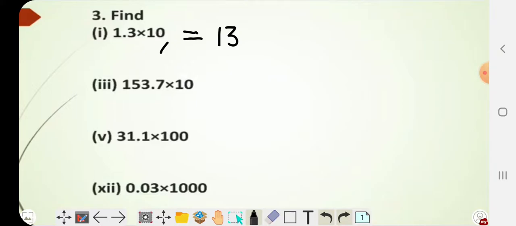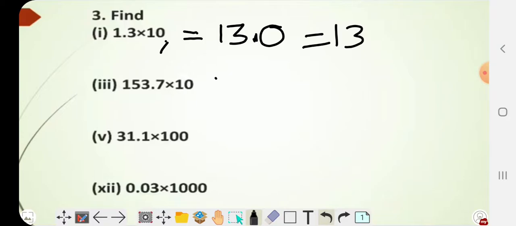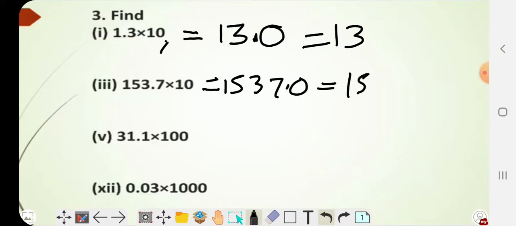Or simply you can understand it like this: 13 ones are 13 and 10 is here, so we will put 0, then put the decimal before one digit. So 13.0 means it's simply 13. In this case it becomes 15370. Yes, the decimal is before one digit, so it becomes 1537. There is no need to write 0.